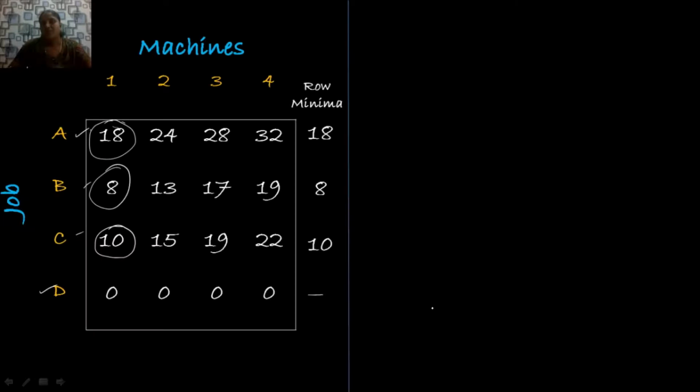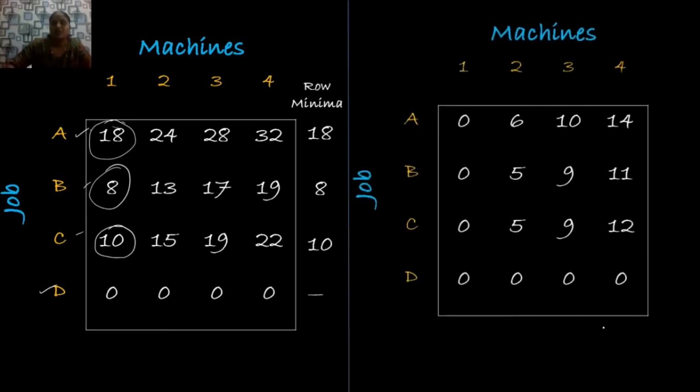Now we have to subtract the minimum elements from their corresponding row elements. So let me start with the first row. If we subtract 18 from the first row, 18 minus 18, 0. 24 minus 18, 6. 28 minus 18, 10. 32 minus 18, 14. Coming to the second row, subtract 8 from the second row elements.